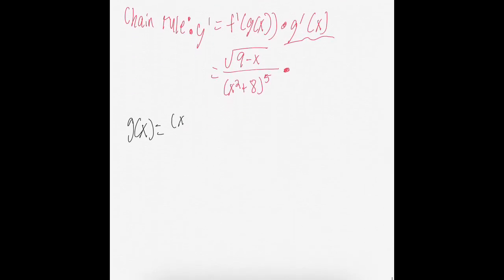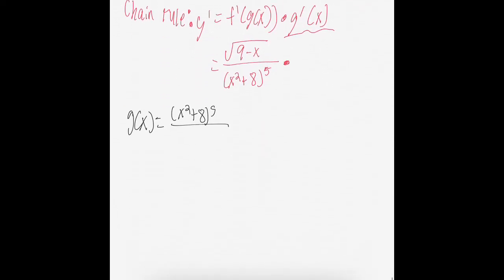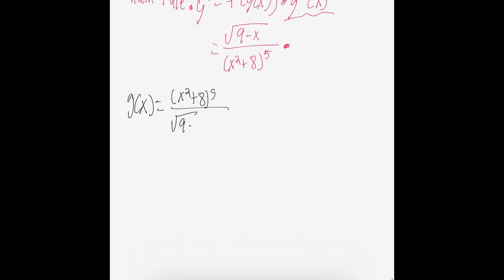So let's go and compute that. Let's copy it down here and get started on that. So g of x, just to copy it down so we don't have to keep scrolling up, that's going to be x squared plus 8 to the 5th power over square root of 9 minus x. Now for this, we're going to have to do quotient rule.